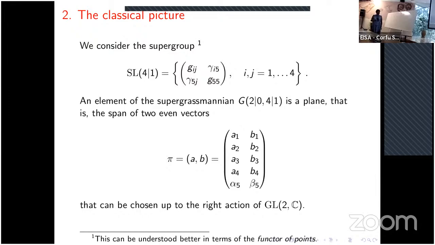The Latin letters always mean even coordinates in an arbitrary superalgebra, and the Greek letters mean odd coordinates, odd elements in this superalgebra. So you see, I give two even vectors. This is what is telling me this 2|0, two even vectors, and the span of these two even vectors will give me a plane. But you see, I can always change basis here. So that means that there is a right action of GL2 that allows me to make a change of basis among these two vectors.